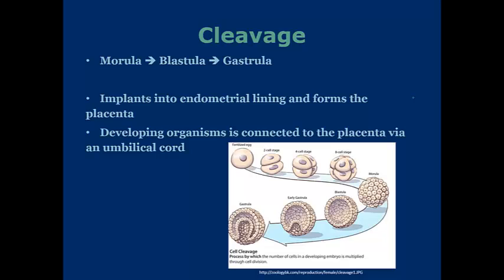It starts off as a morula, which is listed right here, which eventually hollows out and forms a blastula. Lastly, it becomes a gastrula, and that's observed as when the cleavage generated creates a pocket. These layers are going to eventually generate different cavities and different organs for the mature organism. As this occurs, it is implanted into the endometrial lining and forms the placenta. And the developing organism is then connected to the placenta by an umbilical cord.